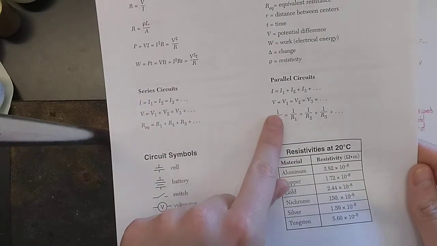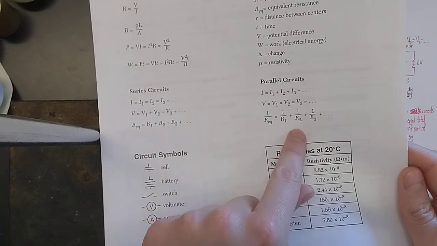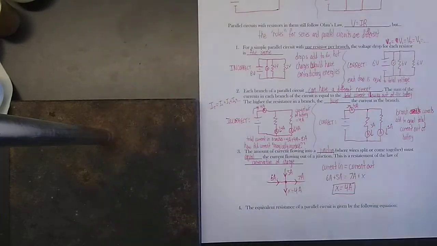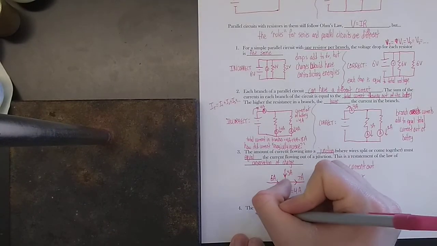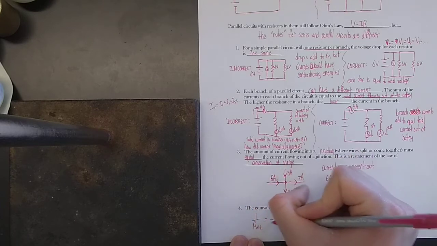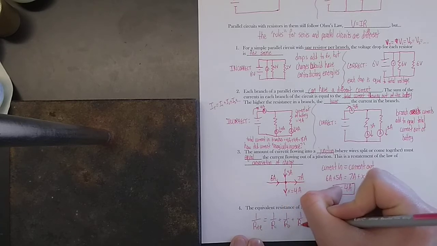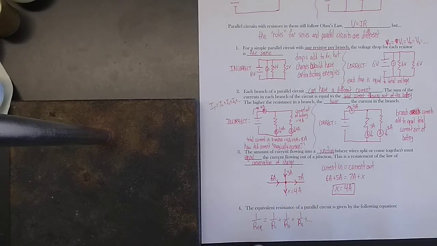The equation is 1 over the equivalent resistance for parallel circuits equals 1 over R1 plus 1 over R2 plus 1 over R3 plus ... So, yes, you do have to write this equation each time. 1 over Req equals 1 over R1 plus 1 over R2 plus 1 over R3 plus as many times as you need. Couple things to notice.